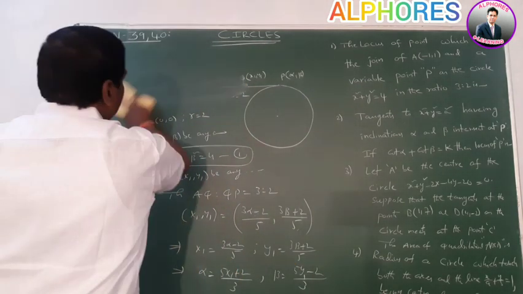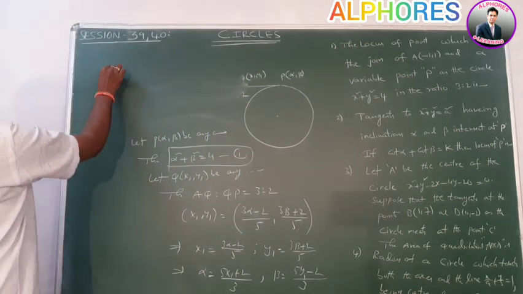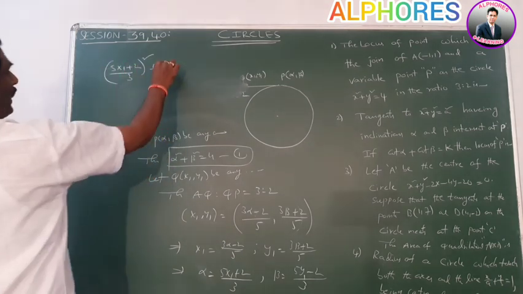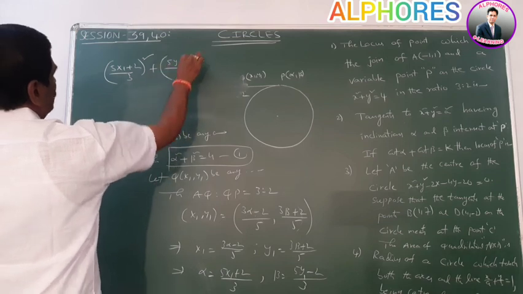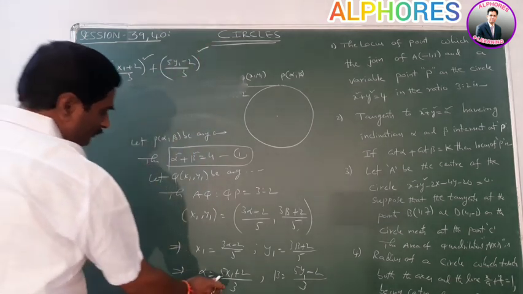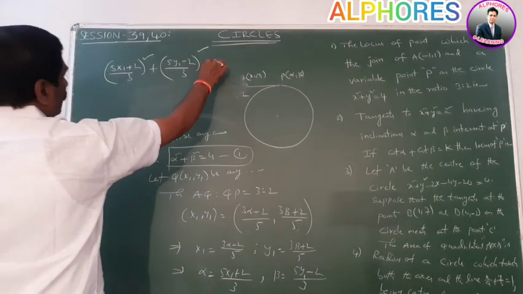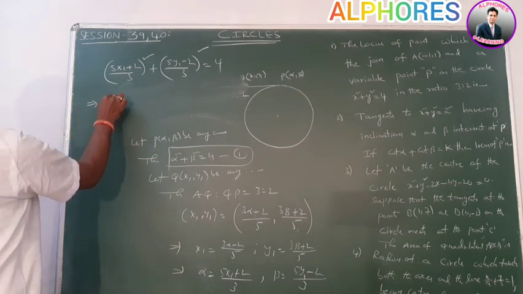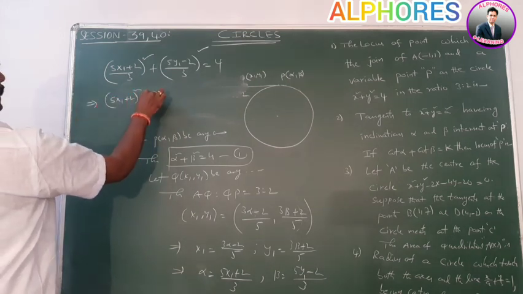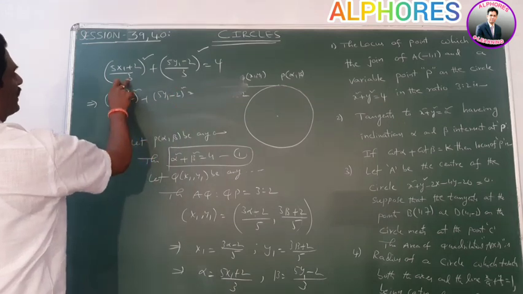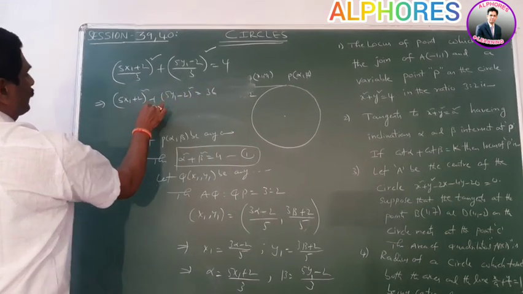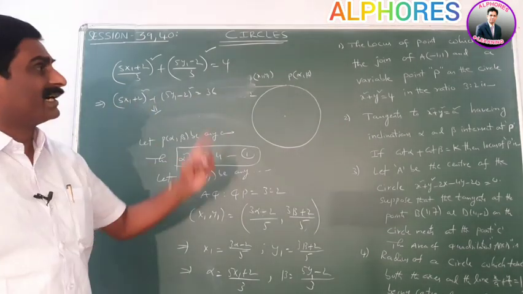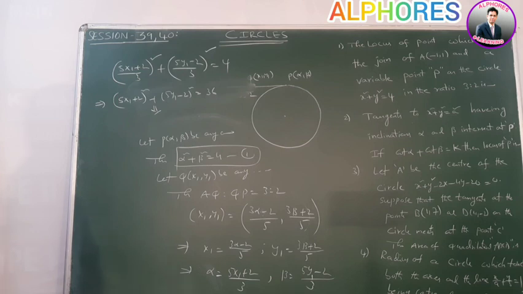That means substitute this point: ((5x1 + 2)/3)² + ((5y1 - 2)/3)² = 4. Alpha² + beta² is equal to this value. That means (5x1 + 2)² + (5y1 - 2)² = 3² times 4, that is 9 into 4, which is 36. Therefore, the required locus is (5x + 2)² + (5y - 2)² = 36. It is the required locus. Please note this point.